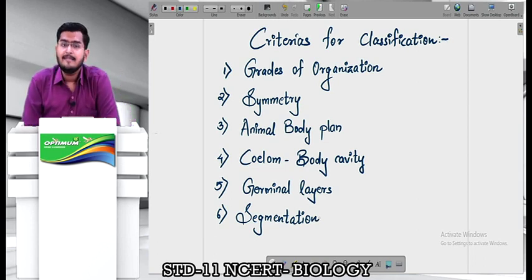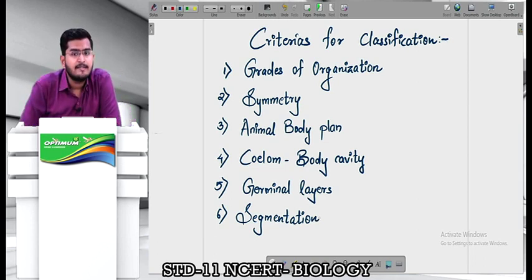So these are the 6 criteria on the basis of which we are going to classify animals. The first one is grades of organization. The second one is symmetry. The third one is animal body plan. The fourth one is coelom or body cavity. The fifth one is germinal layers, and the sixth one is segmentation. Let us study each of these criteria one by one.